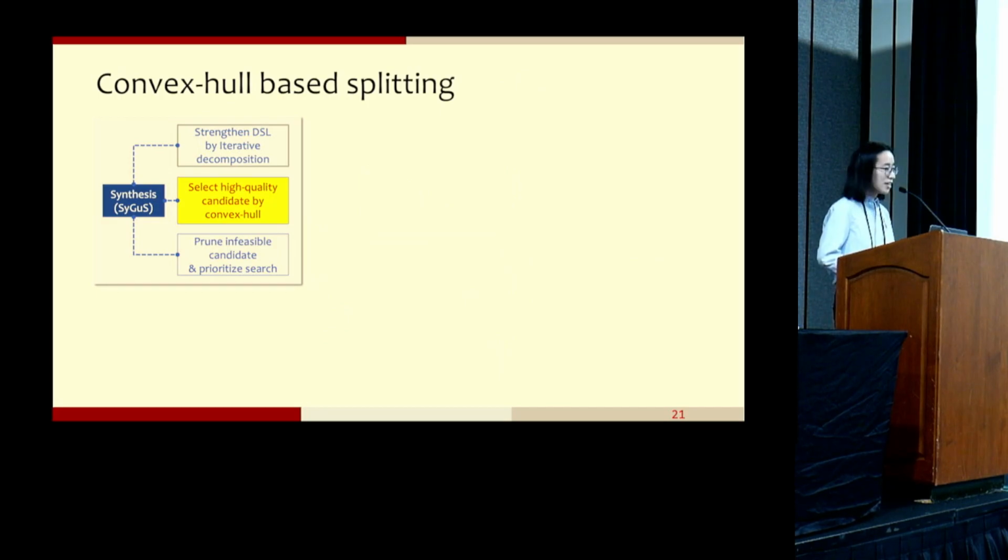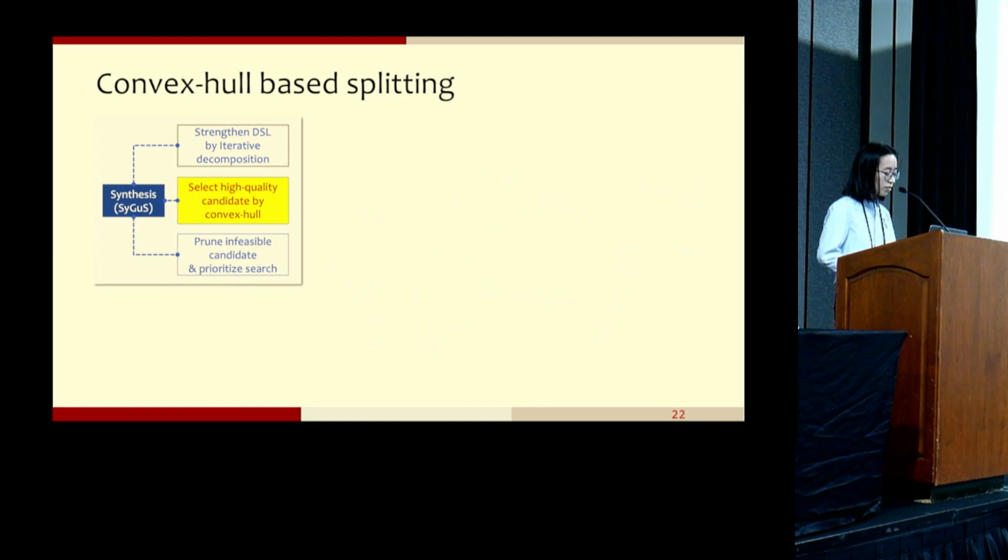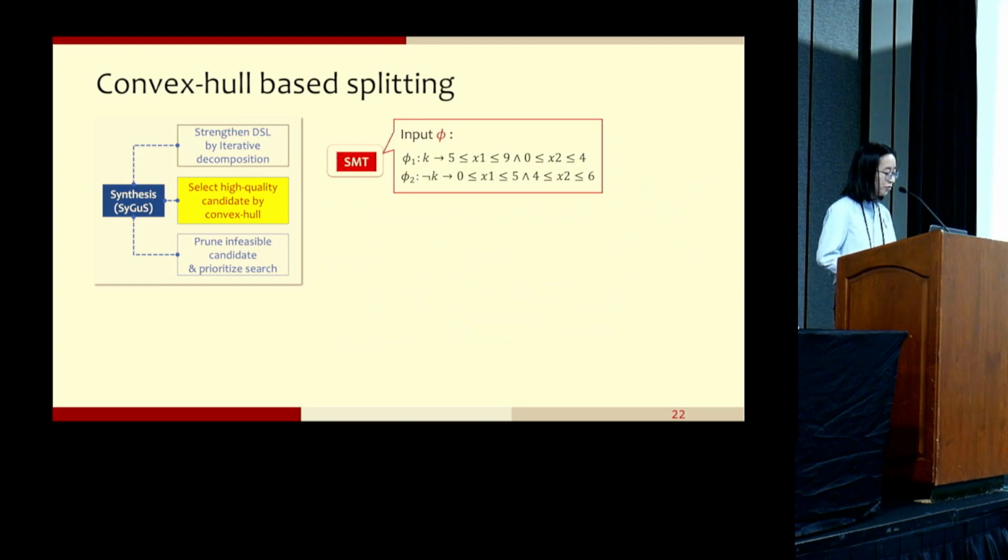Now, finally, let's move on to our third contribution. There are many candidates, each of which is a valid solution. However, some of them may have different impacts on the Gurobi solver's performance, so we really want to pick the one with higher quality. For instance, there is an input formula phi, which consists of two formulas, and the blue region represents the solution space for this formula.